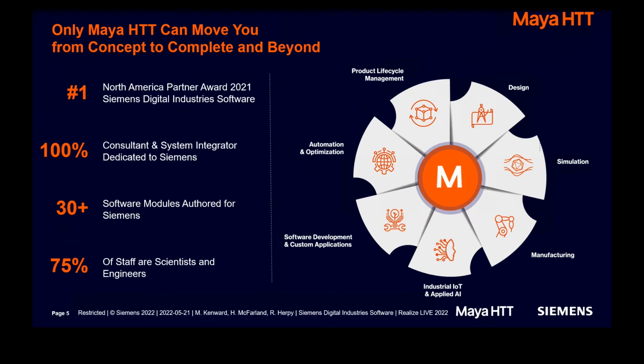If people don't know much about Maya HTT, we're an organization which has been partnered with Siemens for quite a long time. We have our roots in space systems thermal analysis with over 35 years of simulation technology behind us. In 2021, we were a North American Partner Award winner in Siemens Digital Industry Software. We have a long history of consultancy and integration into SimCenter 3D products. We've authored over 30 modules for Siemens.